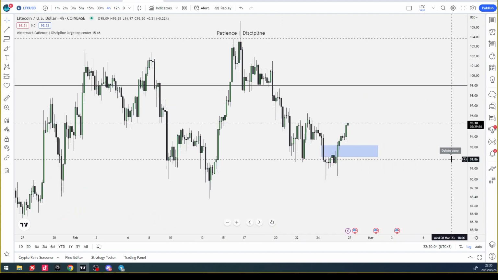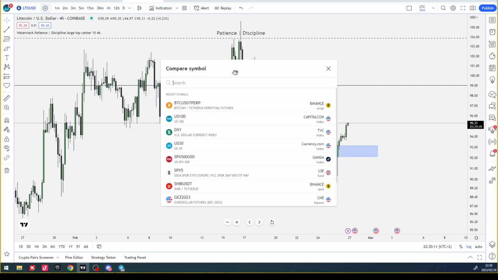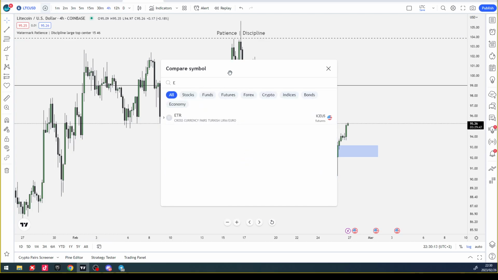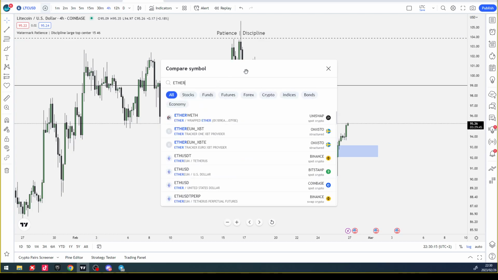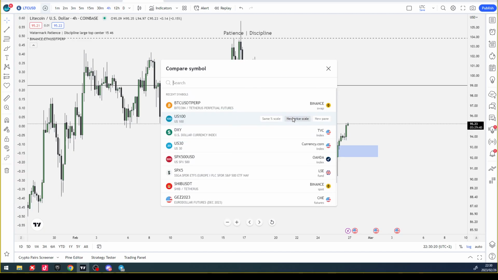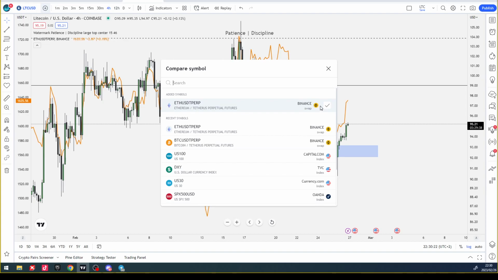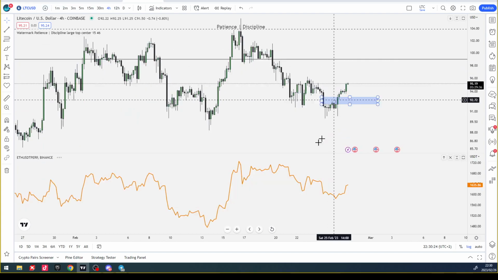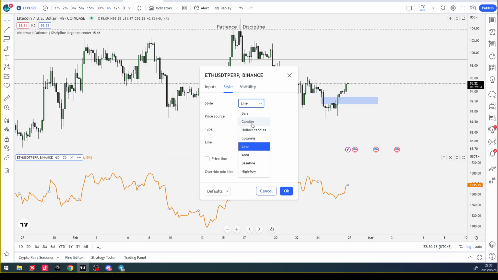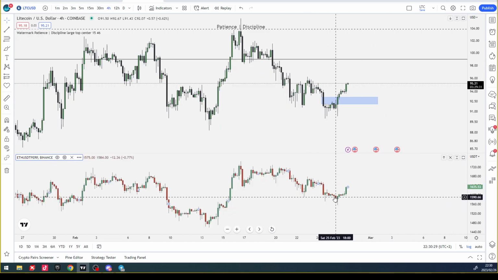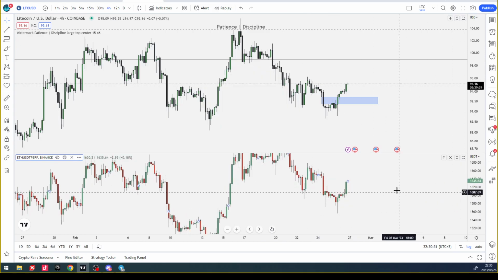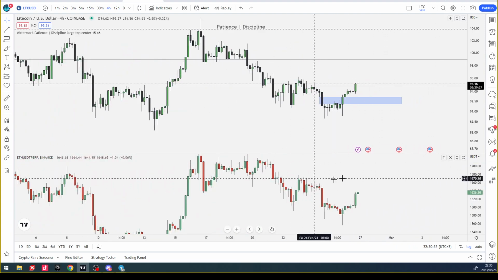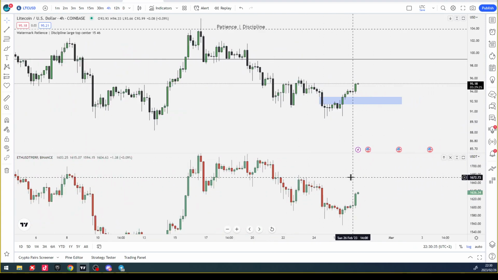What happens if we take this guy out and we load ETH? I'm not too sure if anyone has tested any SMT out on ETH. Yeah, so maybe we get SMT with ETH. Not too sure.